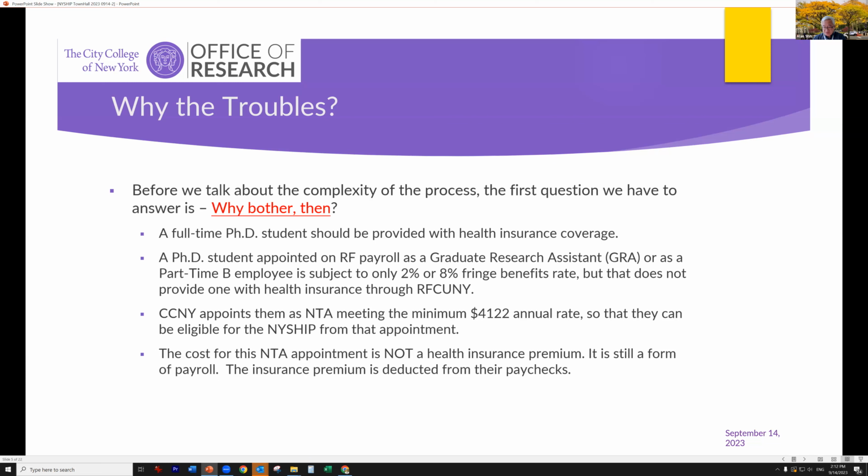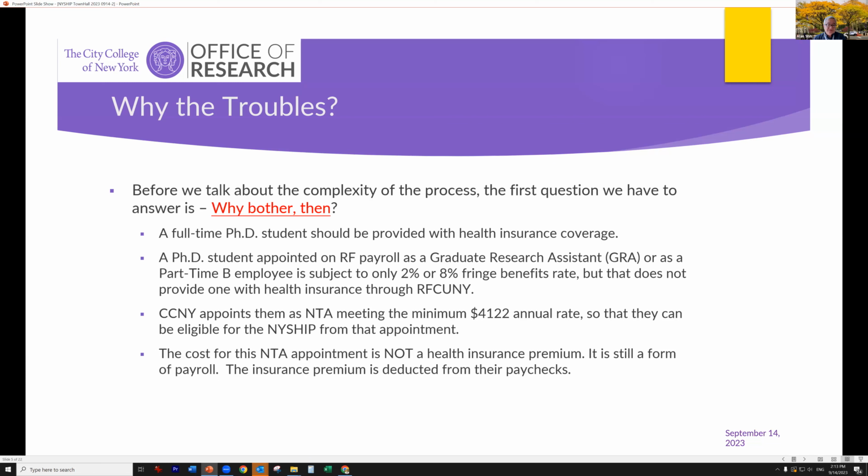However, a lot of our PhD students would eventually do research with their faculty advisors, and they will be placed on research foundation payroll to support them for doing the research. That research foundation payroll is based on their faculty's research grants or fellowships and so forth. By putting them on the RF payroll as a graduate research assistant or a part-time B employee, the fringe benefit is only 2 or 8%, depending on the situation.